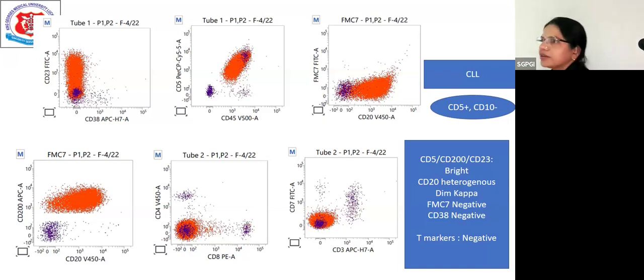So we have a CD5 positive, CD10 negative lymphoma which has heterogeneous expression of CD20 and dimmer expression of kappa, and this is a characteristic phenotype of chronic lymphocytic leukemia. So you have CD5 positive, CD23 very bright, CD20 heterogeneous, dim kappa, FMC7 negative, CD38 may or may not be present.